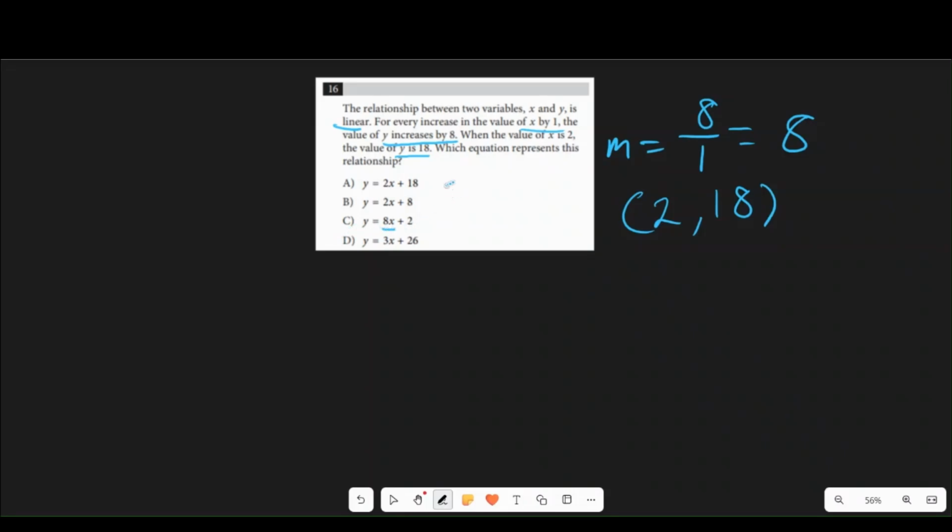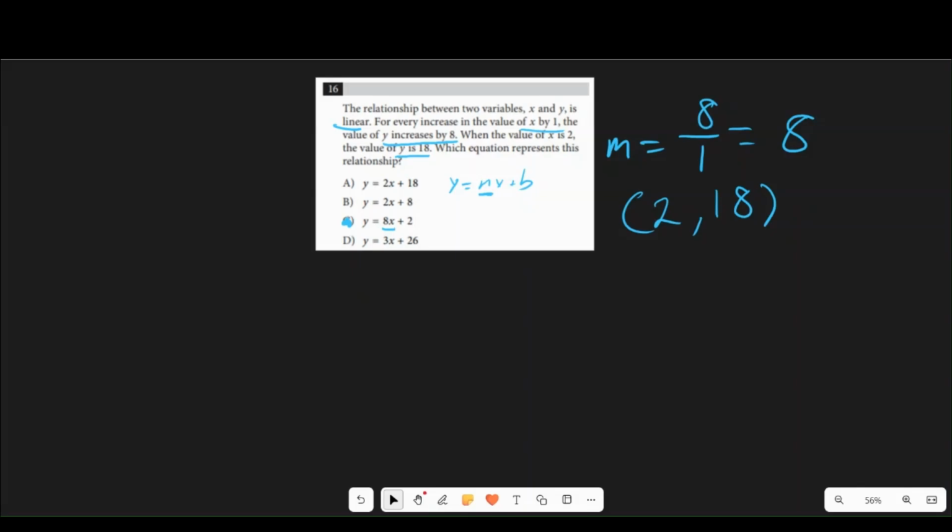Because these are all in slope intercept form, right? y equals mx plus b, right? Where m is the slope. And remember, our slope m over here, we figured out was 8. So the only possible choice for this question would be C, right? We don't even really need to do anything else. Once we figured out the slope, we could determine the right answer. So that's all you really need to do for this question.